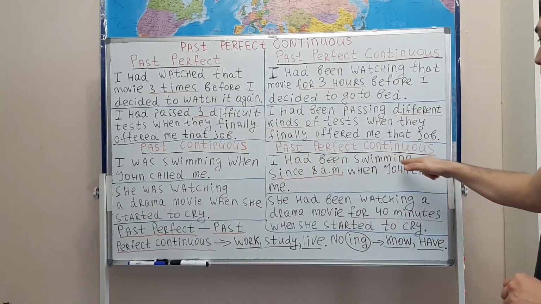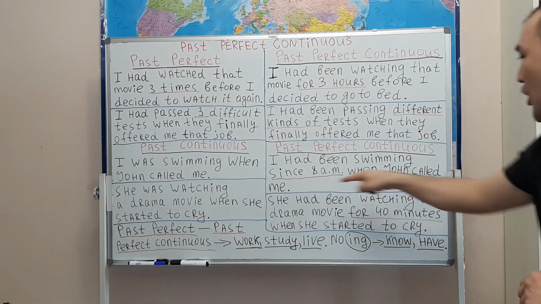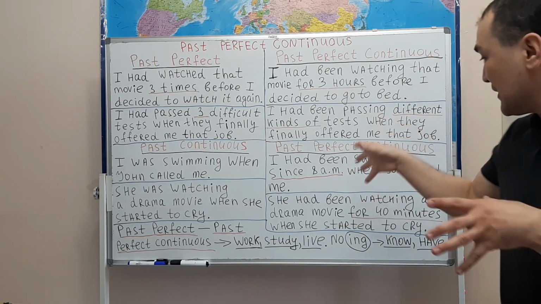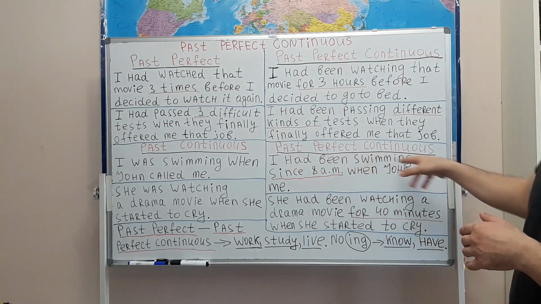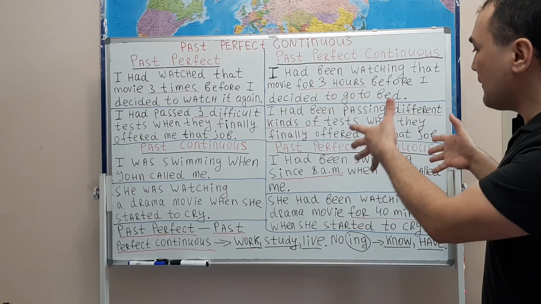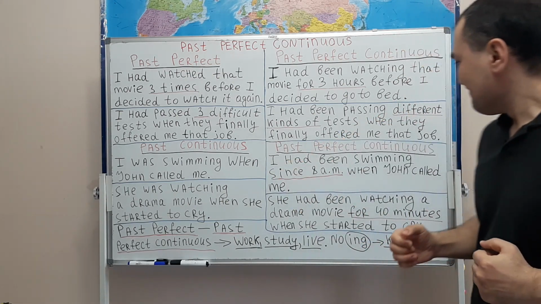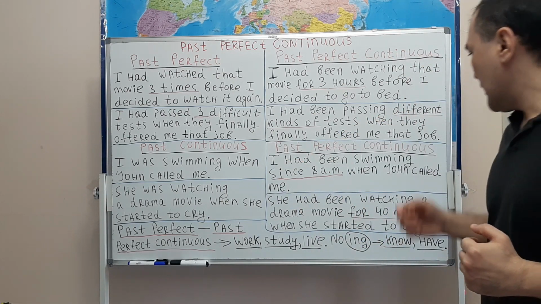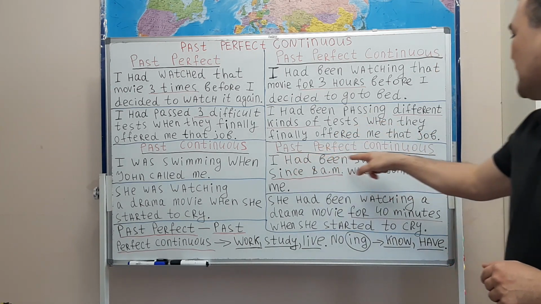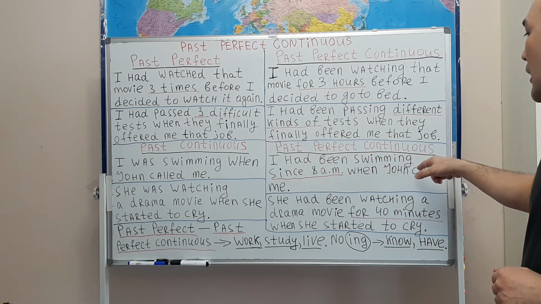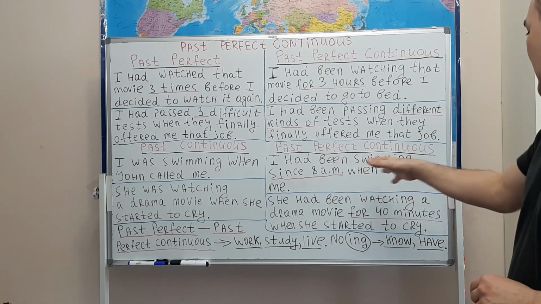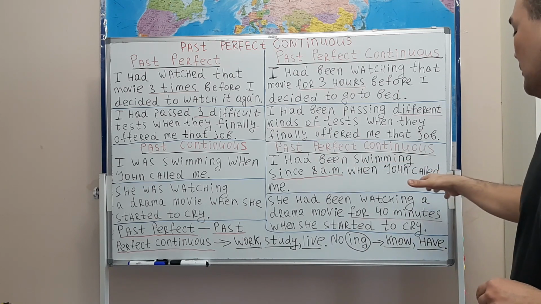I had been swimming since 8 a.m. when John called me. Since 8 a.m. We emphasize the duration of time. Or you can say, I had been swimming for 3 hours when John called me. Okay, here we emphasize the duration of time. Duration of time, right? That's the duration of time. I had been swimming since 8 a.m. when John called me. Alright?